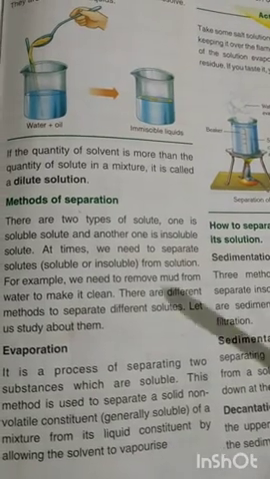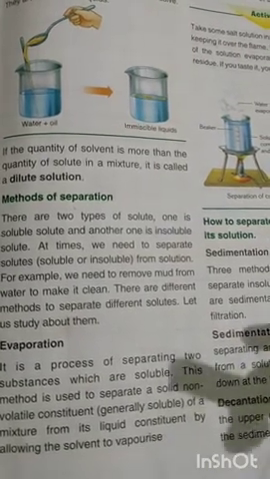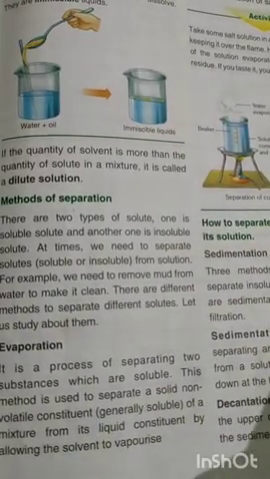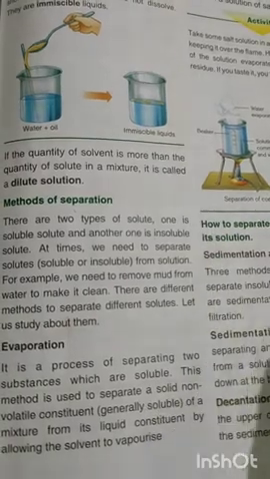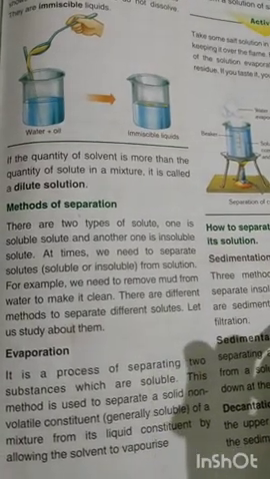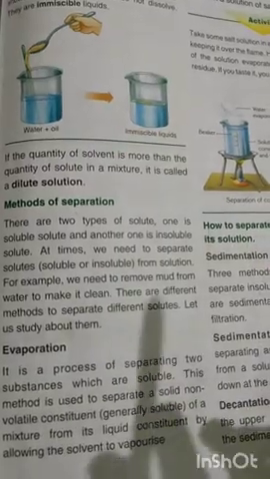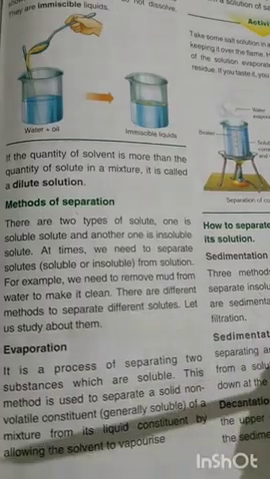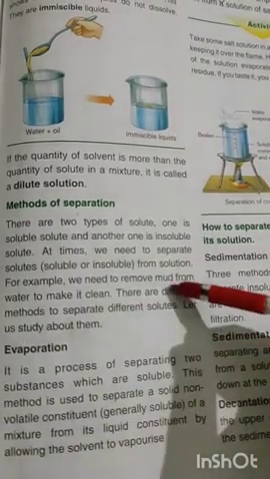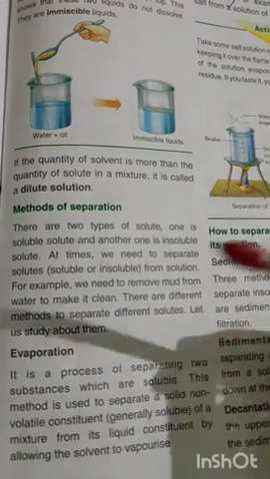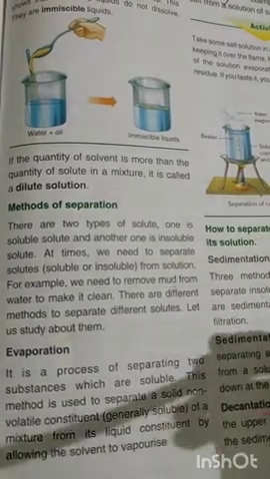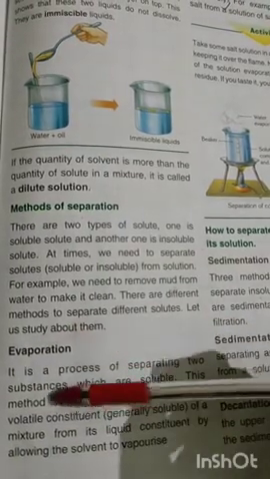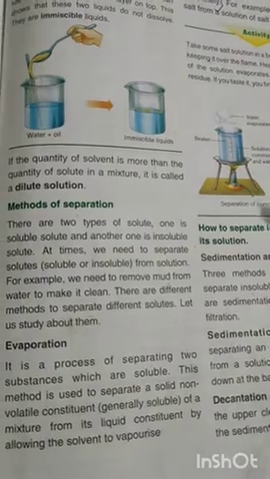But now, at a time we need to separate solutes, which can be soluble or insoluble, from a solution. As you know, the solution is a mixture of solute and solvent. Okay. For example, we need to remove mud from water to make it clean. So, we have to use a method of separation. There are different types of methods of separation. So here first we look at evaporation by performing an activity.